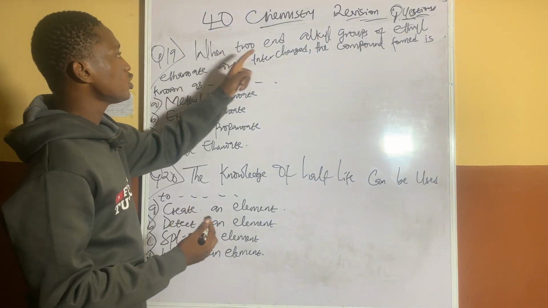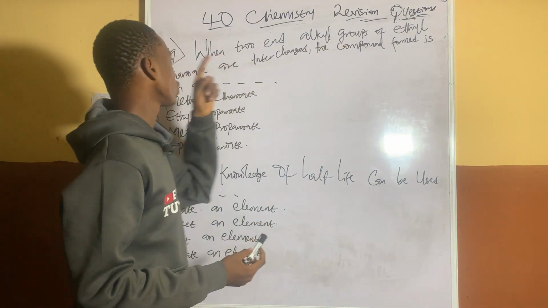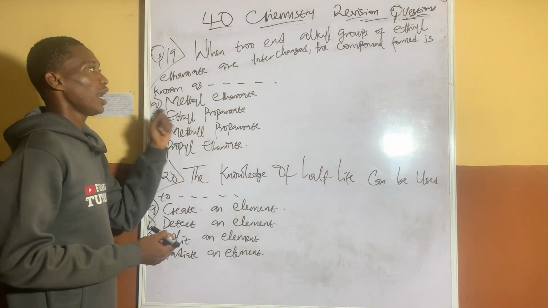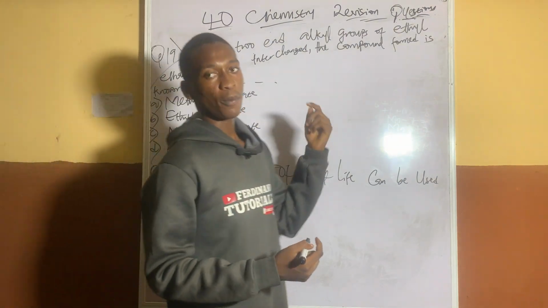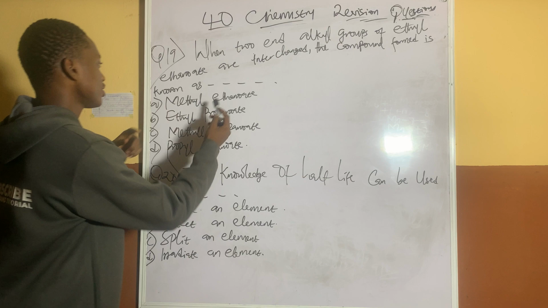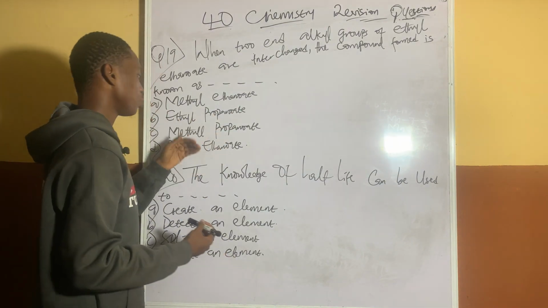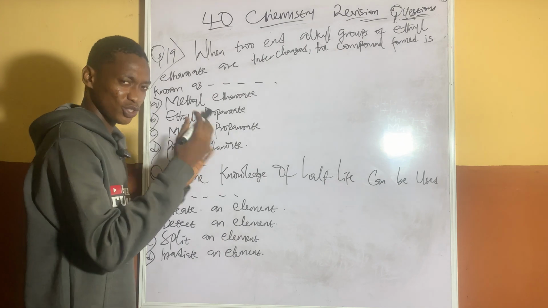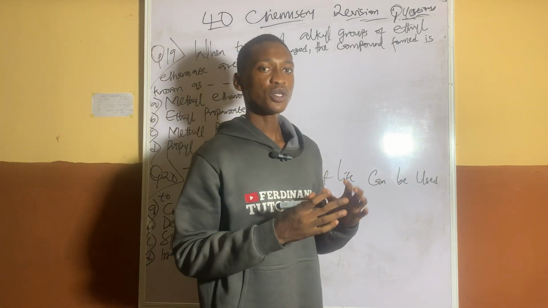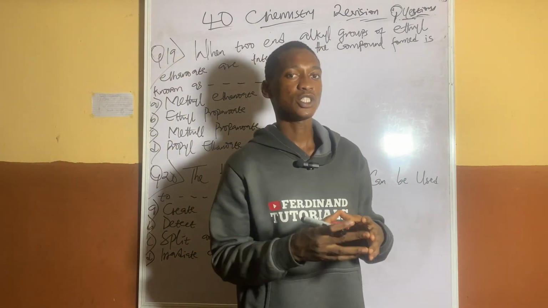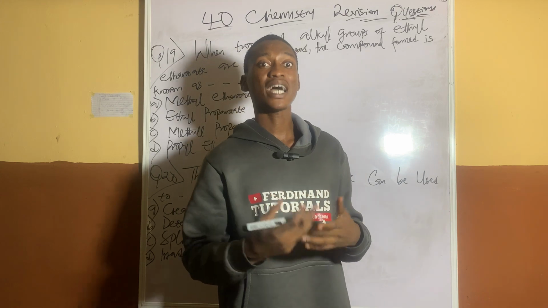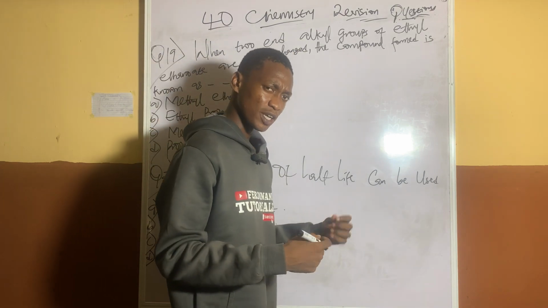But-2-ene. It says when 2 N-alkyl groups of ethyl ethanoate are interchanged, the compound formed is dash. The options are methyl ethanoate, ethyl propanoate, methyl propanoate, propyl ethanoate. I'll teach you something here. Just work with me, please. Now, when we're talking about ethyl ethanoate, methyl propanoate, that means the compound is what? An ester.